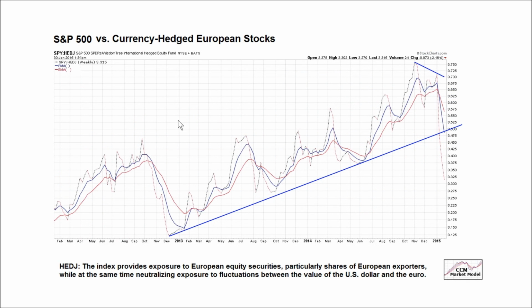Now we're looking at the ratio of the S&P 500 SPY to a currency hedged European stock ETF, which is HEDJ. You can read more about it here. Purpose of the exercise. We said last week we really hadn't seen enough to consider moving toward or considering European stocks. That's not true anymore. This is an uptrend here on a weekly chart in favor of SPY.